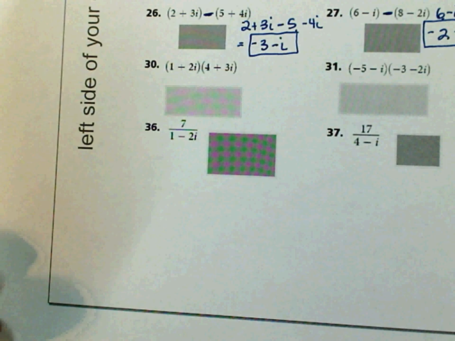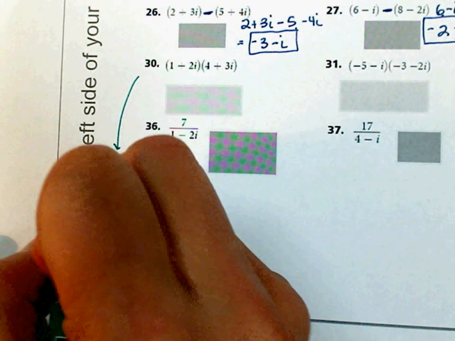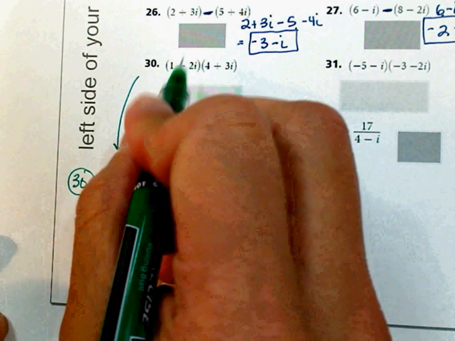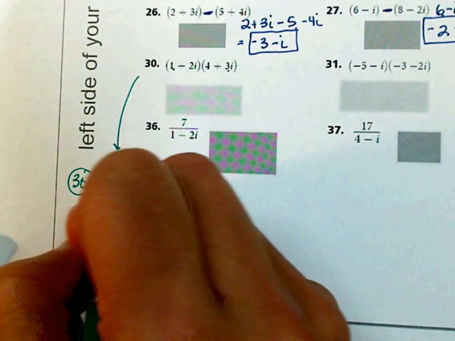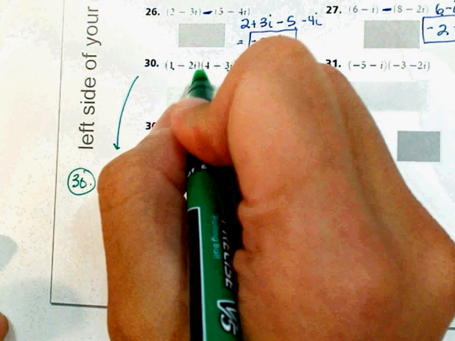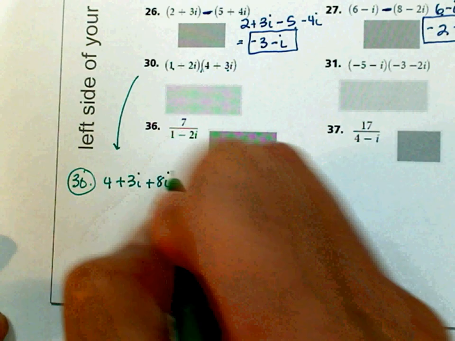Number 30. I'm actually going to do it down here because I don't have room up there. So 1 times 4 is 4. 1 times 3i plus 3i. See how there's no plus or minus between them, so you're going to multiply. Plus 8i plus 6i squared.